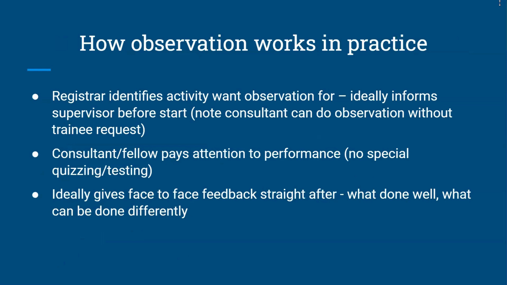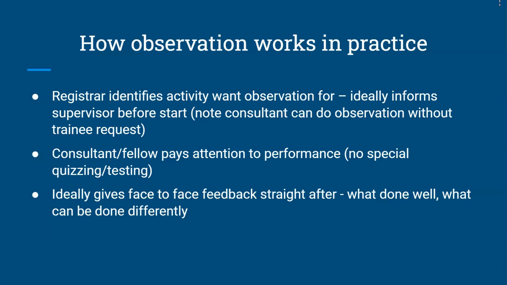How an observation works in practice: firstly, the trainee identifies an activity they want an observation for, and then ideally informs their supervisor before it starts. Important to note that a supervisor can do an observation without a trainee having to request it. The consultant or the fellow then pays special attention to the trainee's performance. Note the supervisor doesn't have to provide any special testing or quizzing. The task can be executed as it is normally.